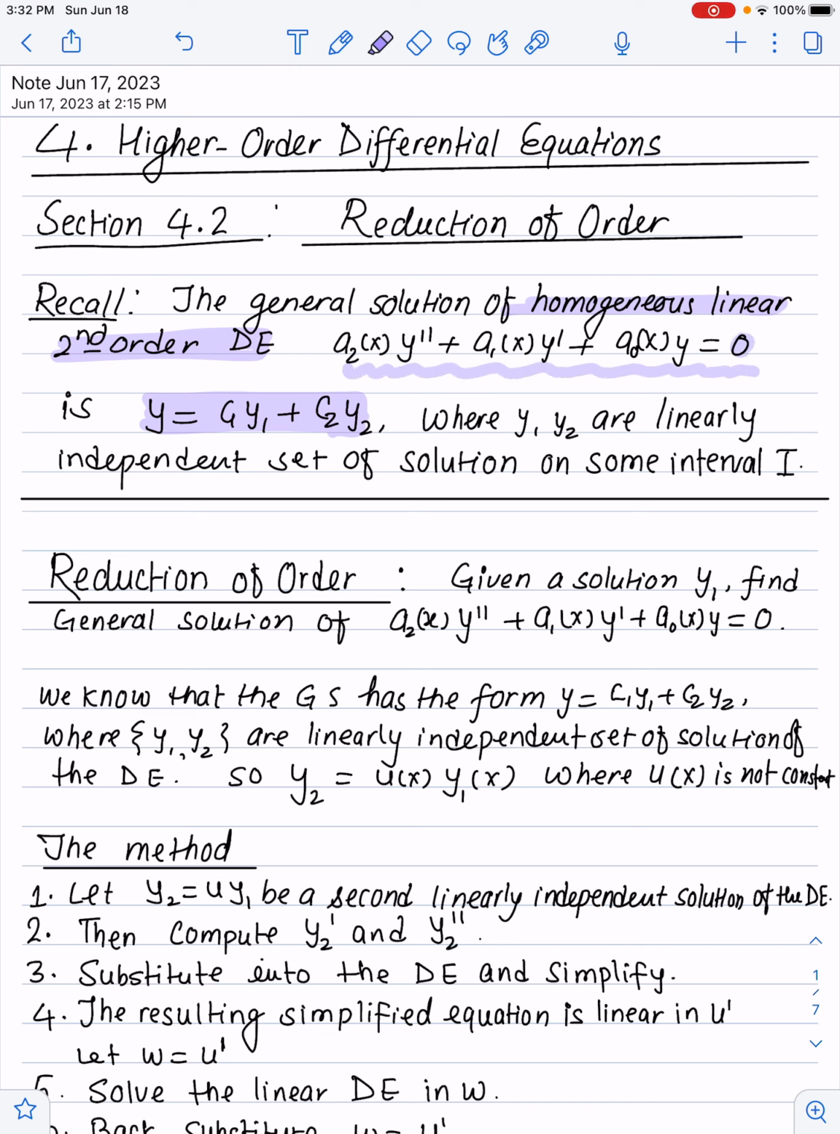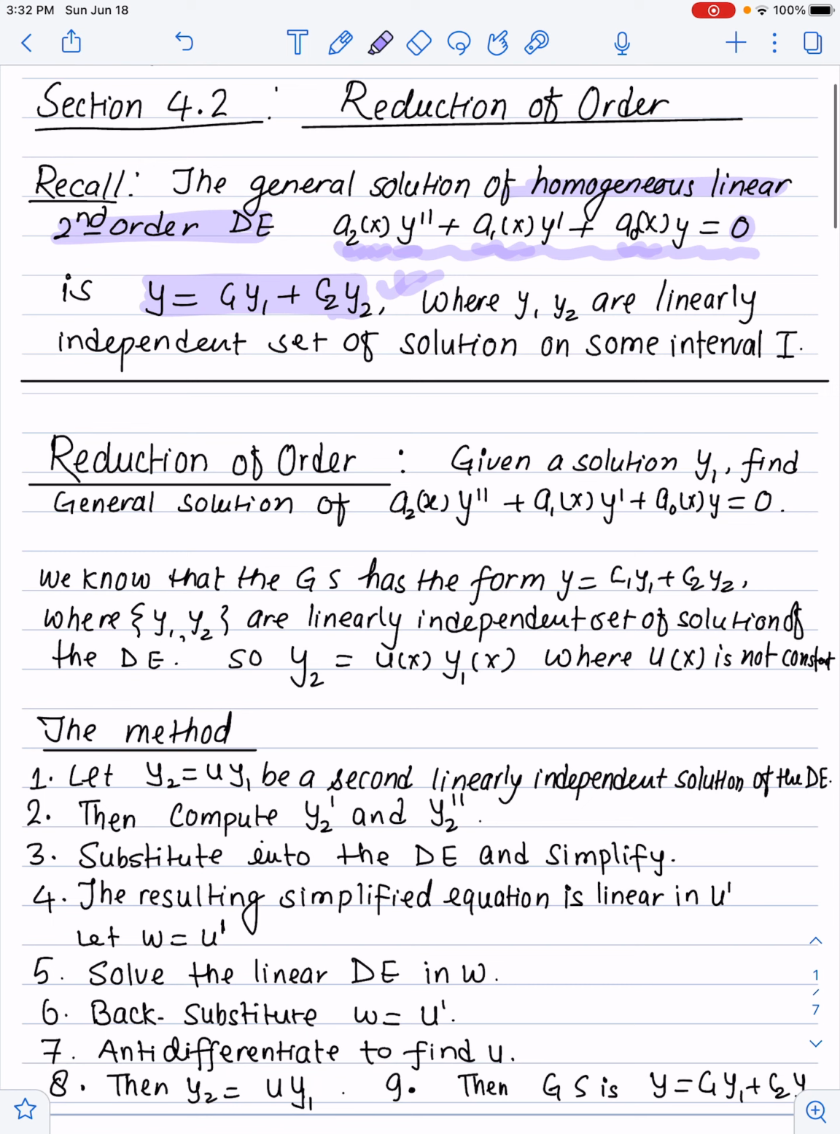Since the right part here, you can see g of x is 0, so it is homogeneous, and it is linear because there is no product of y or y prime, and each only has a power 1. Its degree is 1, and the coefficients here are just functions of x or constants. So it is a homogeneous linear second order differential equation, and its solution is of this form.